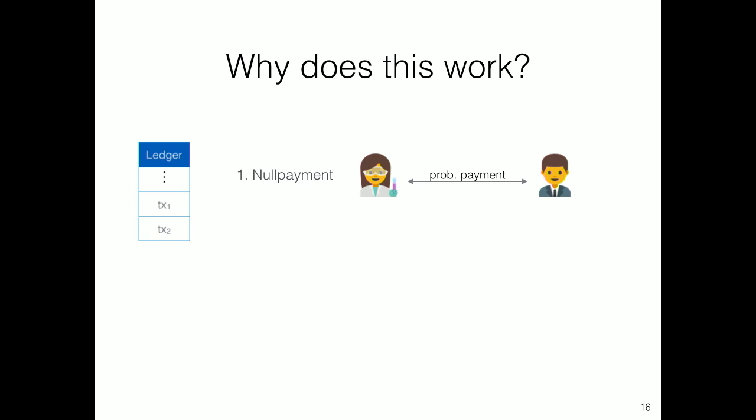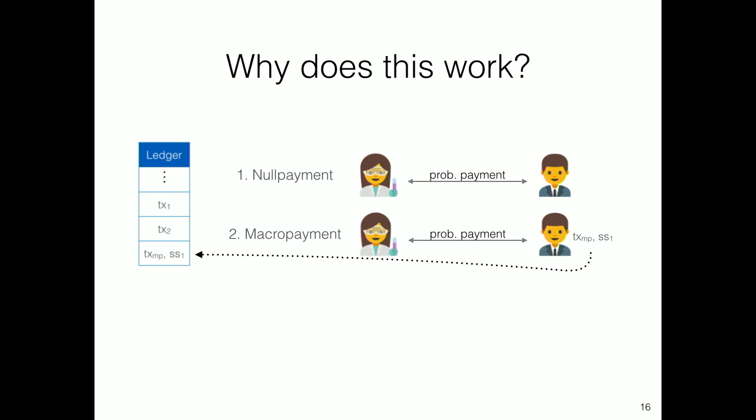Well, the idea is that if it's a null payment, Bob learns nothing, so he doesn't get a secret share. But say they transact again, and Bob gets a macro payment this time. And so he posts the transaction plus a secret share on the ledger. And say Alice tries to use the same coin again, and it's a macro payment again.